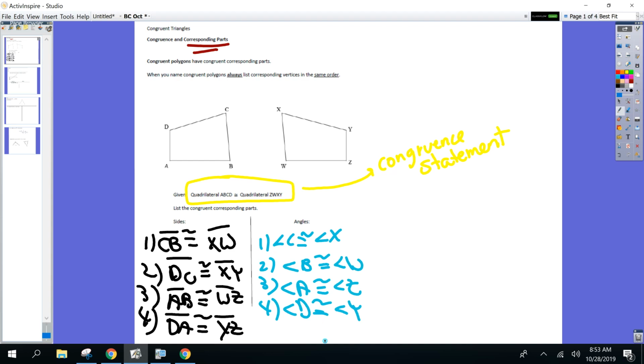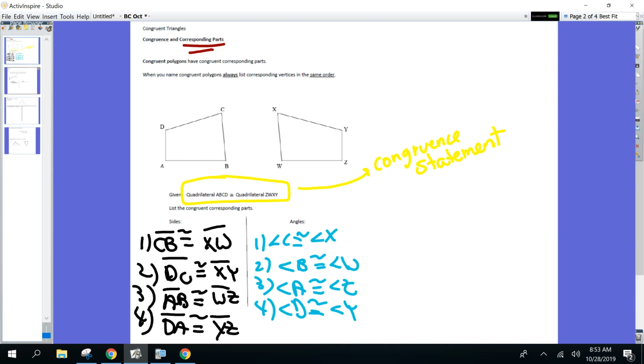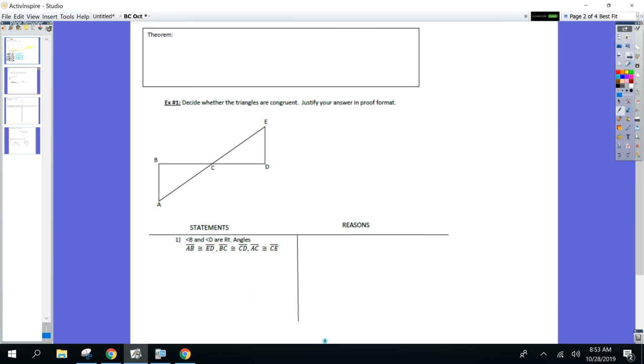So bottom line before I move on, if two polygons are congruent, so are their corresponding parts. But now, hey, what makes them congruent? Other than me giving it to you. What makes them congruent? And that's that first theorem I'm going to put downstairs here in your theorem spot. What makes two polygons congruent?